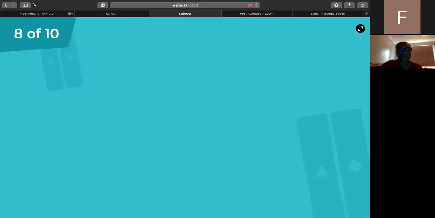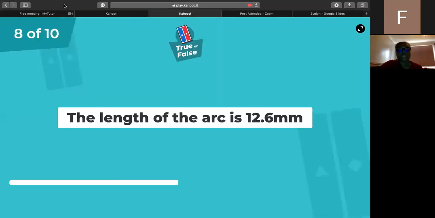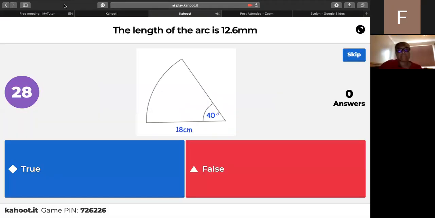So we've got about 3 more questions left. So what is the length? The length of the arc is 12.6 millimeters. So this is now just the length of the curved section. It's just the length of the arc. Now I will say, be careful with one particular part of this question. Be very vigilant.